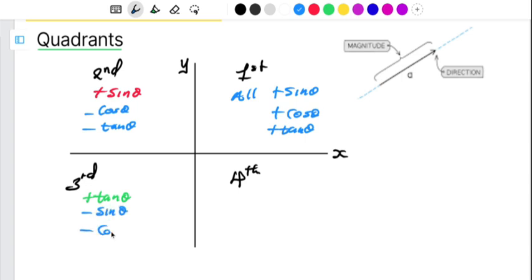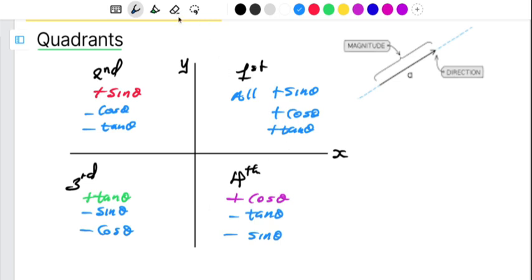This is very important, because once we start looking at the components of vectors, we are going to refer to these signs. So take note of that. Then for the fourth quadrant, the only ratio which is positive here is cos, and the rest are negative. So we have tan, which is negative, and sine, which is negative. So these signs are very, very important to understand.